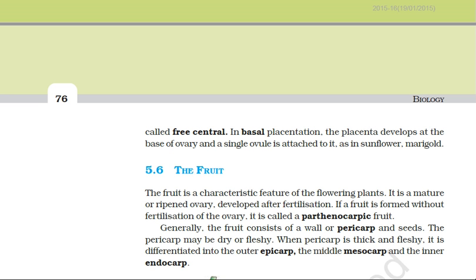Generally, a fruit consists of a wall called pericarp and seeds. Pericarp may be dry or fleshy. When the pericarp is fleshy, it is differentiated into an outer layer called epicarp, a middle layer called mesocarp, and an inner layer called endocarp.